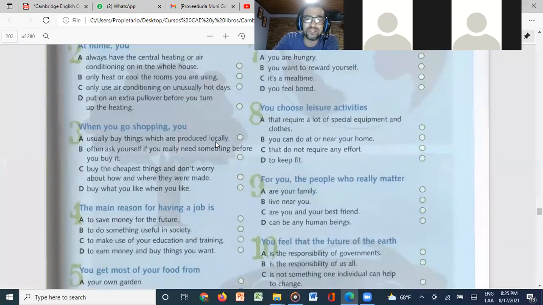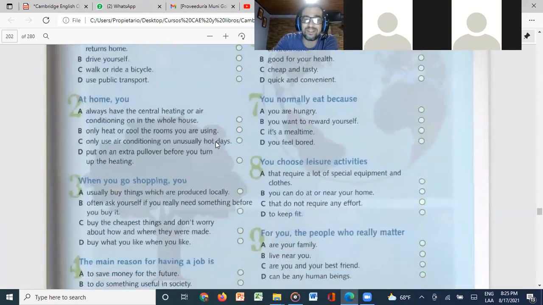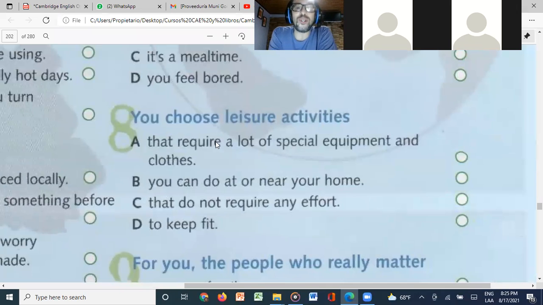We're almost done. We have 10 questions. So let's go with number 8. David, you choose leisure activities that require a lot of special equipment and clothes, or you can do at or near your home, or that don't require any effort, or to keep fit. I choose the B, I can do it at or near my home. Okay, very good. And Marielos, what about you?